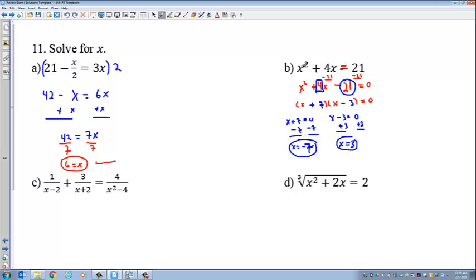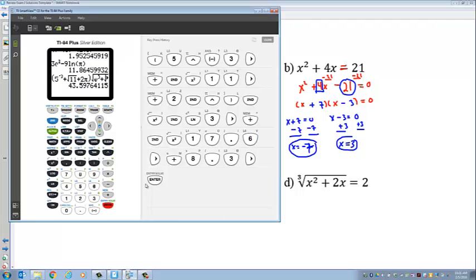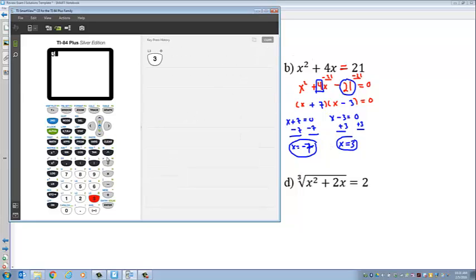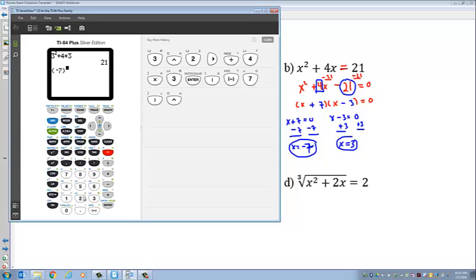You can check your work, again, by plugging in here. So if you want on your calculator, you could do something like, oh, let's check if 3 works, okay? So you have 3 squared, so you do 3 raised to the 2, and then plus 4 times 3. And you should get out 21, and you do. And you can check it with -7 also, so left parenthesis, -7 in parenthesis, raised to the 2, and then plus 4 times -7. And hopefully we get out 21. If we do, we know we did it right. If not, we have to go back and find our mistake. So that works.